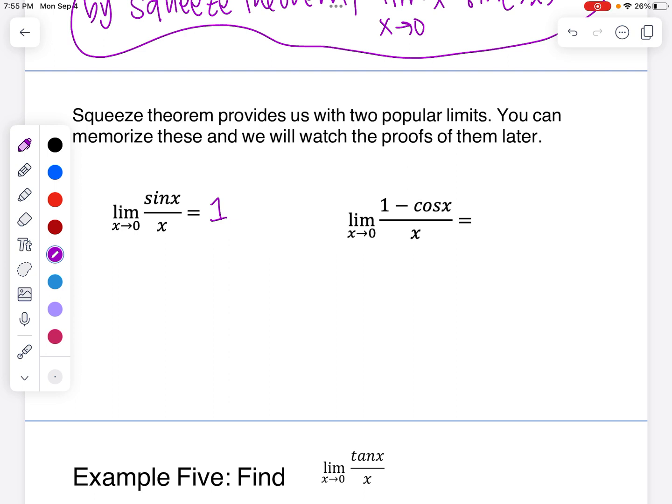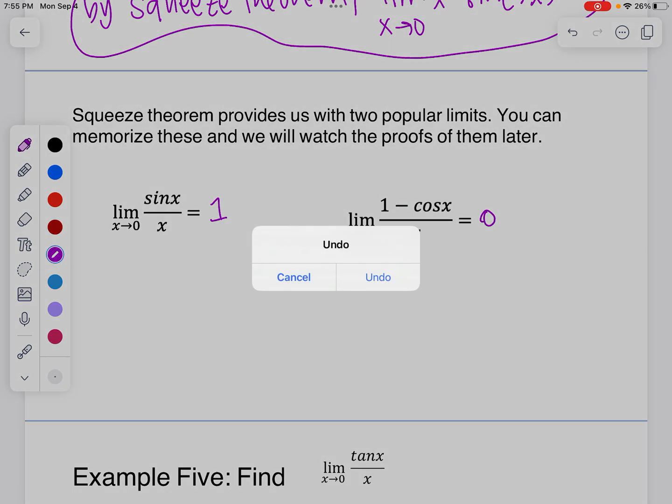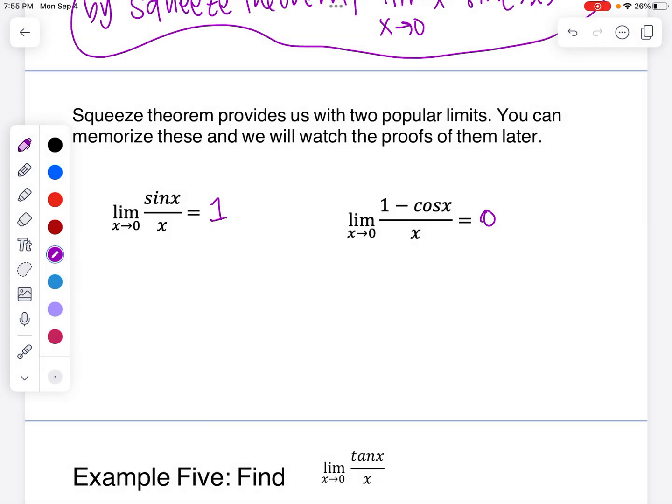And the limit as x approaches 0 of 1 minus cosine of x divided by x is 0. I need to check on that. Let me check on that real quick. But you don't need that one for the next one.